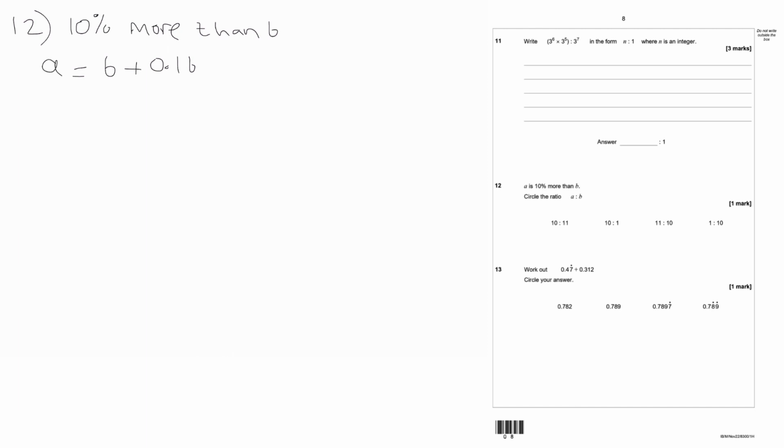We add these together and we get that A is equal to 1.1B. So now what we can do, if we times both sides by 10, we have that 10A is equal to 11B. So now, if we rearrange this, we get that A over B is equal to 11 over 10. And what this means is that the ratio A to B is the ratio 11 to 10.